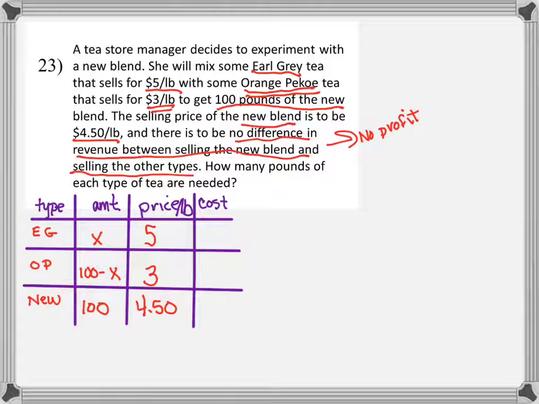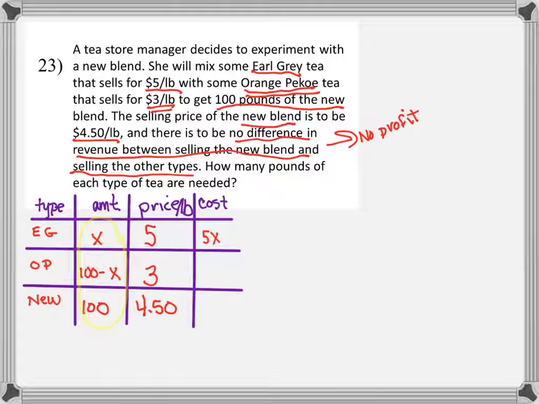So one of these I'm going to make X. I chose to make Earl Grey. The amount of Earl Grey tea is X, but you could have chosen to make X be the amount of orange pekoe. And if X is the amount for my Earl Grey, then 100 minus X is the amount for my orange pekoe, because the amount column needs to add up. X plus 100 minus X does equal 100.